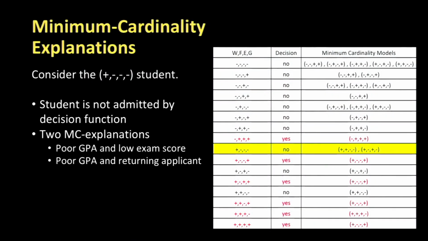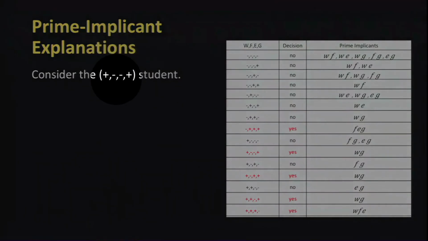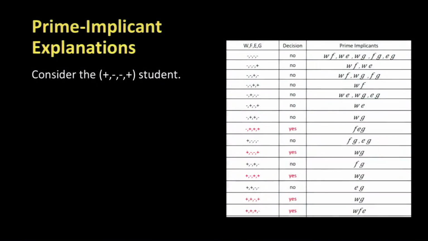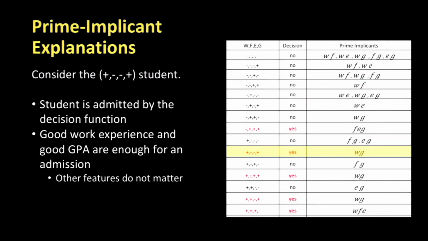Okay, let's look at the prime implicant explanation. So in this case, here's a student, and this was admitted, right?